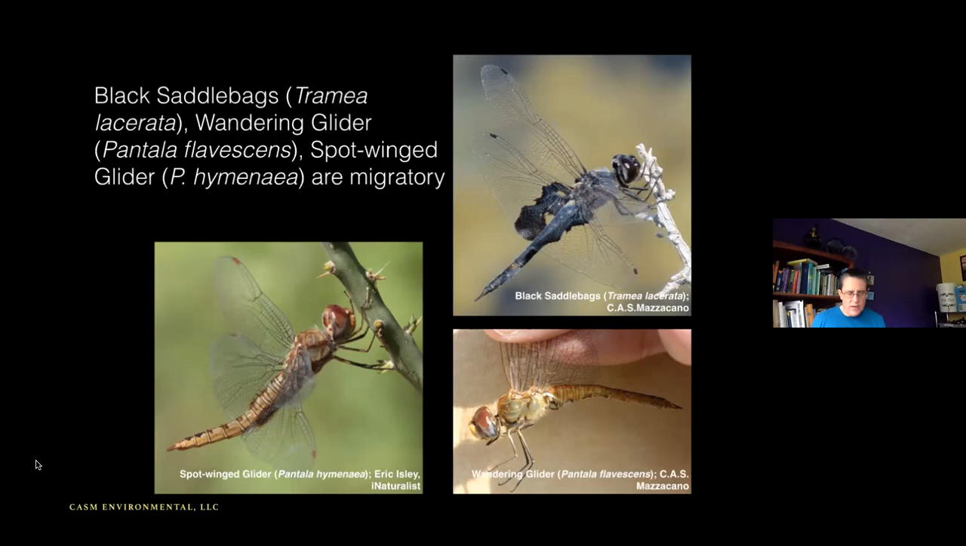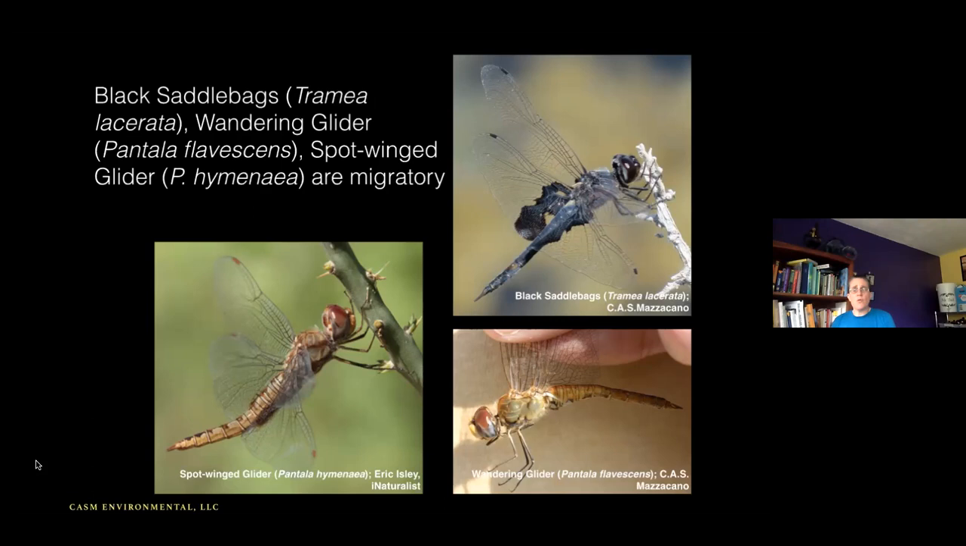Spot-winged glider, it's a little hard to see, but there's a dark brownish blotch, again, close to where the hind pair of wings joins the body. Wandering glider looks similar. These have mostly a tan coloration, very broad hind wings, not a lot of markings on the thorax.